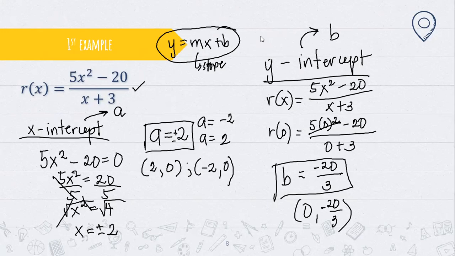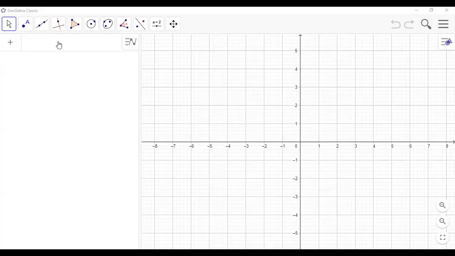So, let me show you the graph. Ayan, wait lang. Bumukas na ba? Ayan, medyo matagal lang. Wait lang ha. Ay, ito na. Okay, ito yan siya.